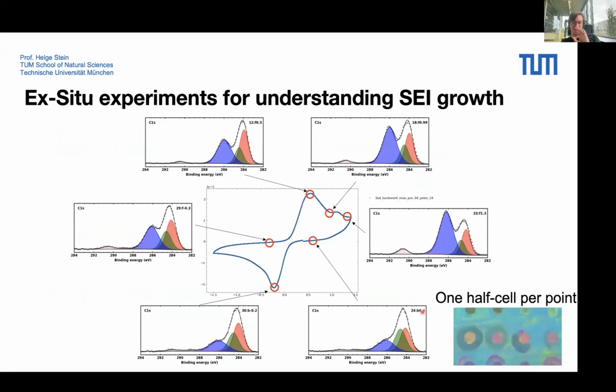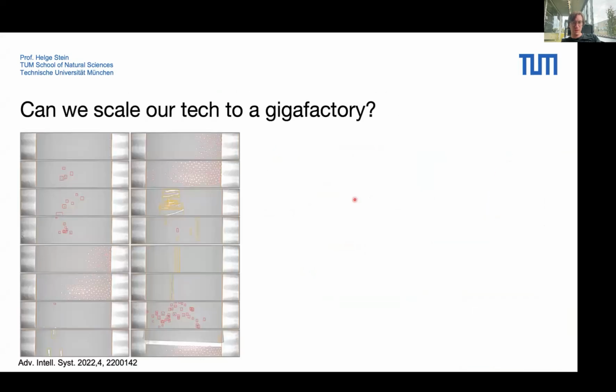Now we can do some ex situ experiments for understanding the SEI growth. But one very quick thing that I want to talk about in the remaining time is, can we scale our technology also to a gigafactory or a pilot line?